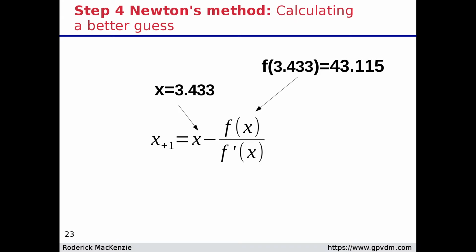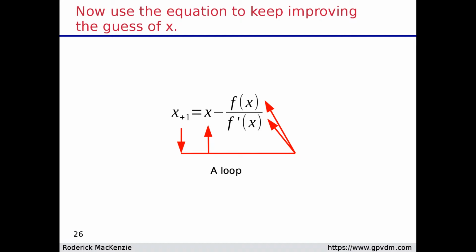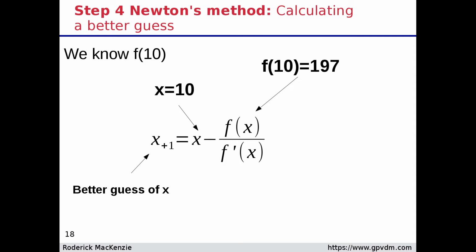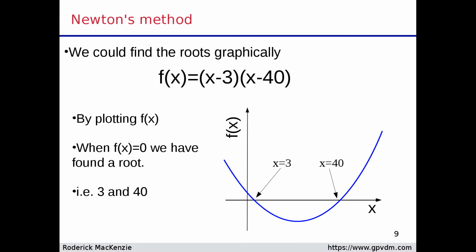F of 3.433 is 43.11, and you see this error function is getting closer to the answer, so it's getting closer to 0. Our better guess of f dashed is that. We get another better approximation to x, and the process continues until we get an answer which converges where f of x is 0, and this means we've solved our equations. So effectively, all this method is a complicated way, and a very efficient way, it's worth saying, of finding out where our equation hits the x-axis, so x would in this case be x equals 3 or x equals 40.